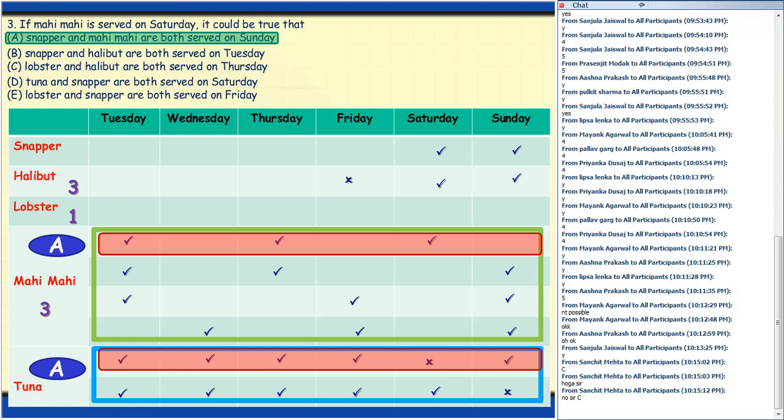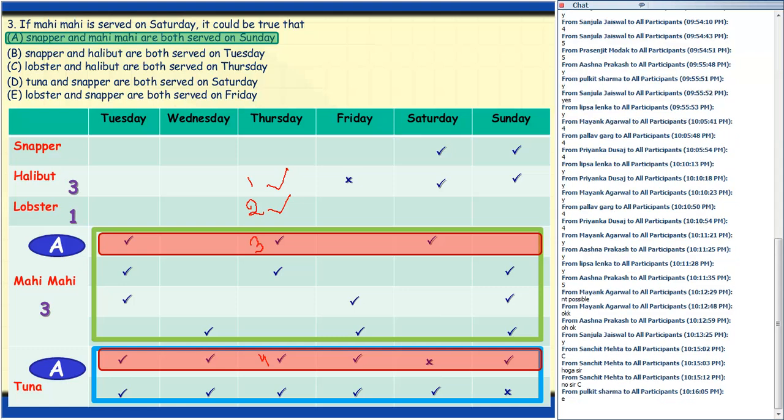Let's check option C. Lobster and halibut are both served on Thursday. Again, option C is not possible. If you serve lobster and halibut on Thursday, lobster is the first item, halibut the second item, mahi mahi the third item, and tuna the fourth item, which makes four items on one day, which is not possible. So option C will not be the answer either.